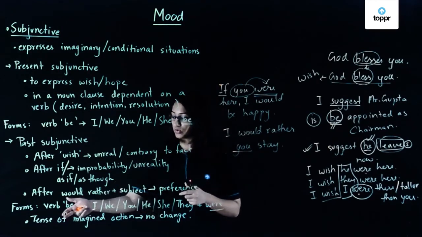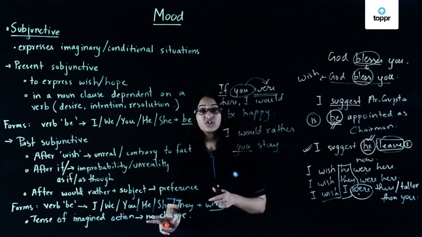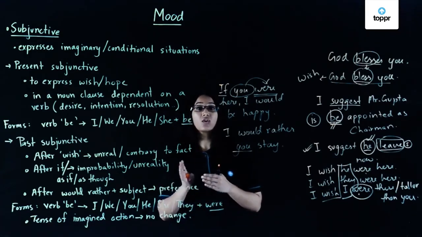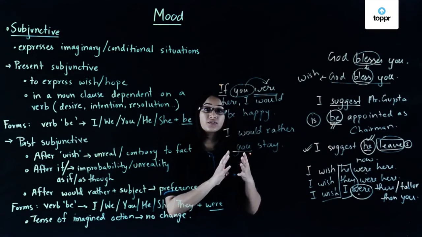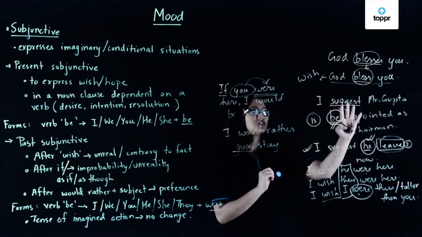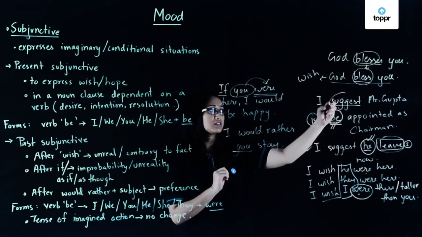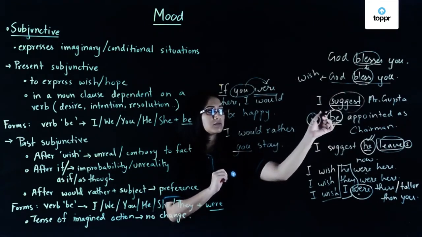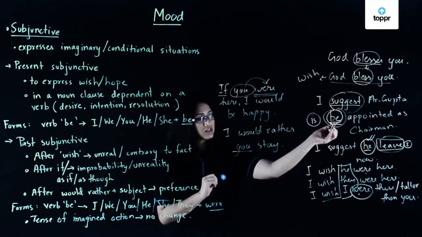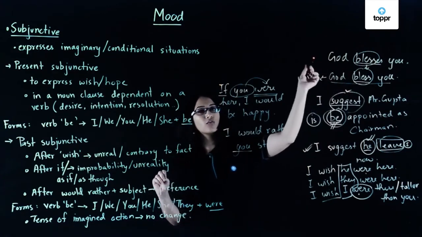But in the subjunctive mood, the tense of the imagined action that you have in the sentence does not change. So I could change the other verbs in the sentence, but I will not change the tense of the verb which is in the subjunctive mood. So let's take an example. If I have, I suggest Mr. Gupta be appointed as chairman, we have two verbs here. We have suggest, right? And we have the be verb. So the be verb is my subjunctive mood verb, right? So this will not change in its tense even if I change the tense of my other verb.